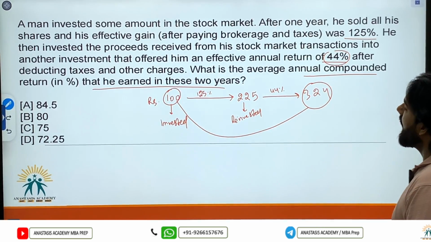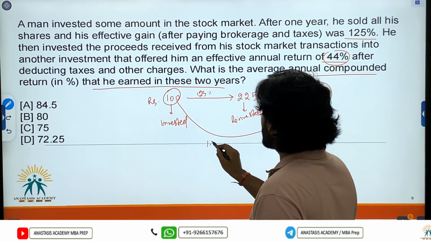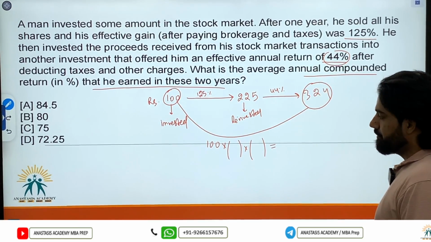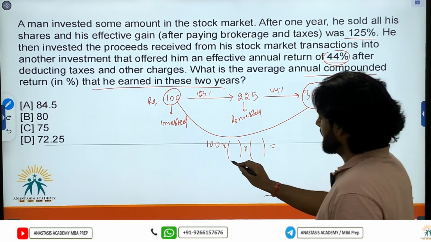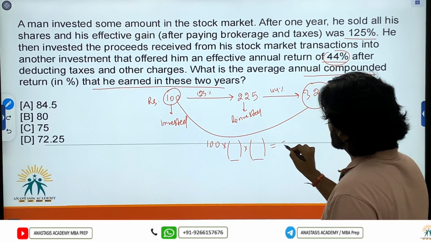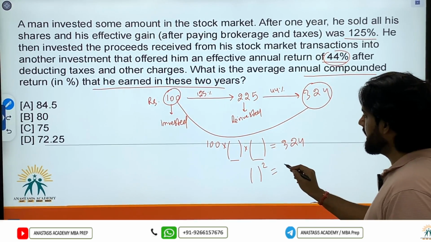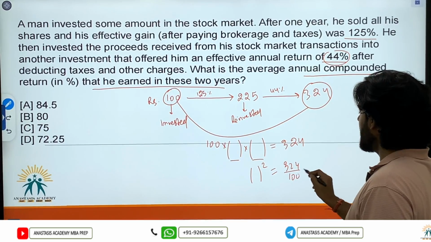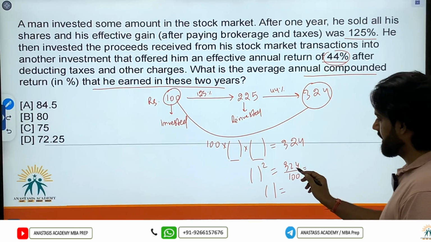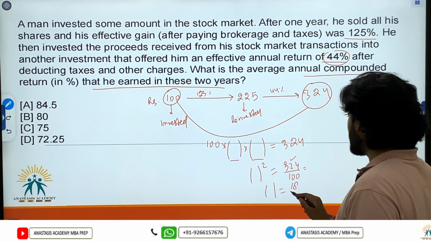So we have to find the average annual compounded return. So for average annual compounded return, I know 100 must be multiplied with some factor, or for 2 years we have to multiply this 100 with the multiplying factor of this percentage change to get this value 324, right? So this factor square would be 324 upon 100, and if I take the square root, I get this factor as 324 upon 100. Square root, this is the square of 18, so I get 18 upon 10.